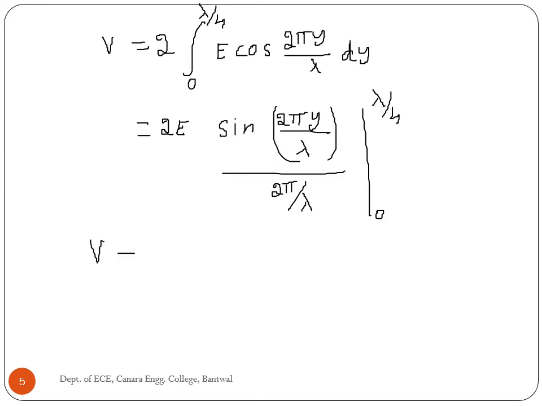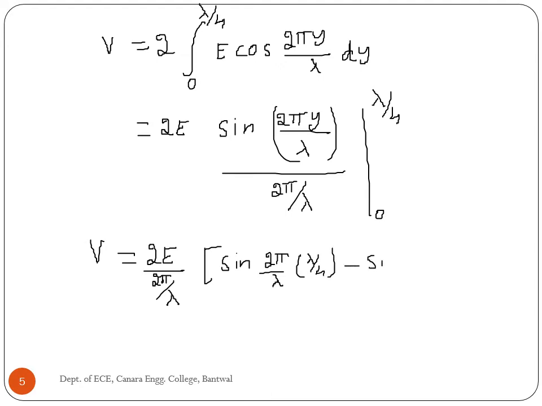Therefore, induced voltage V is equal to 2E divided by 2 pi by lambda, times sin 2 pi by lambda into lambda by 4, minus sin 0. So, V is equal to 2E into lambda by 2 pi, which is equal to E lambda by pi.